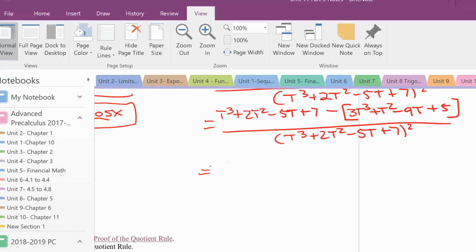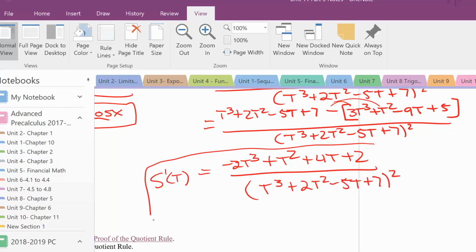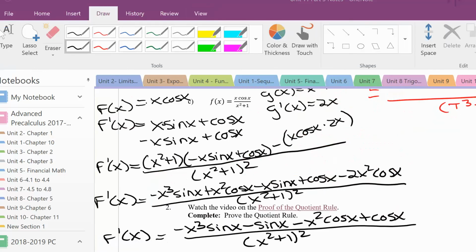And then after you distribute the negative sign and combine like terms, you get that s prime of t is equal to negative 2t to the third plus t squared plus 4t plus 2 all over t to the third plus 2t squared minus 5t plus 7 squared. And that is the derivative. All right, try the last one on your own, and then I'll go through the answer.